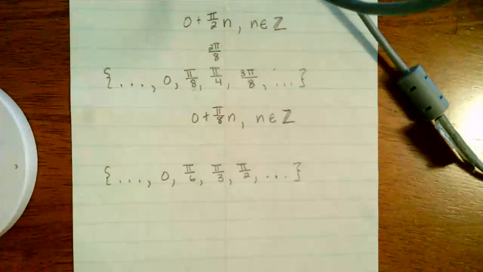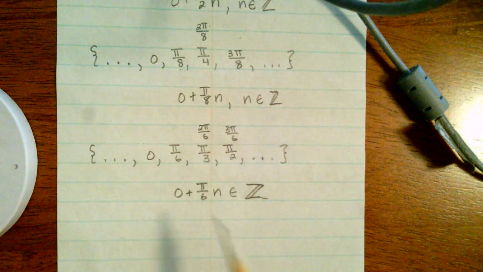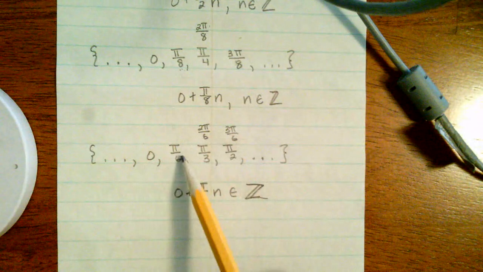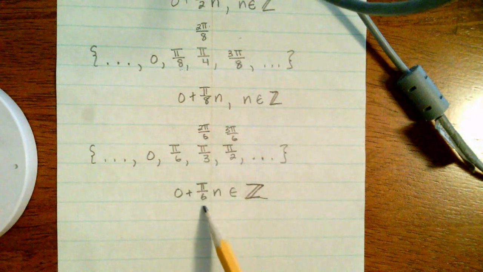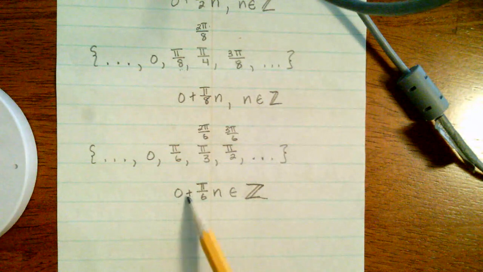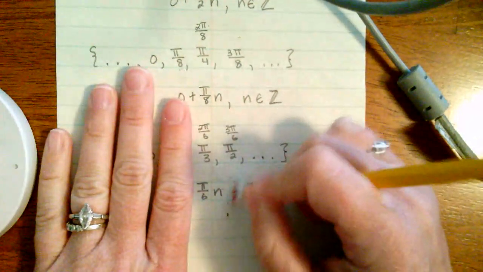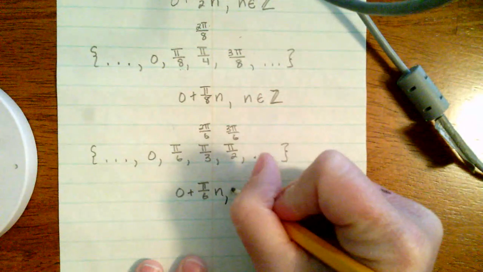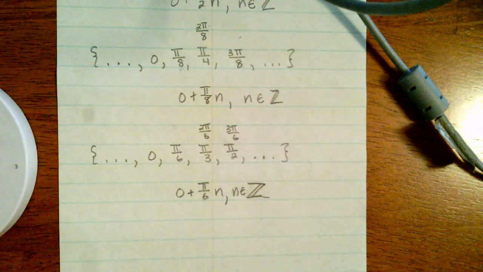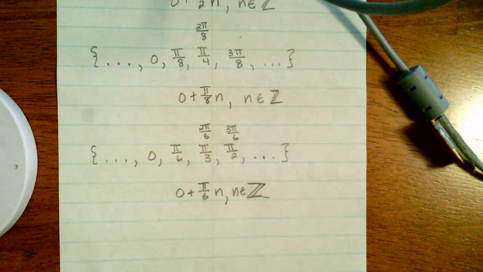Please pause the video now and try the next one on your own. I rewrote pi over 3 and pi over 2 in terms of sixths. Then it's pretty easy to see that we're going up by pi over 6, n times. My starting value is 0, so 0 plus pi over 6n, where n is an element of the integers. As always, please ask me if you have any questions about this. We'll be using it pretty frequently over the next few days.